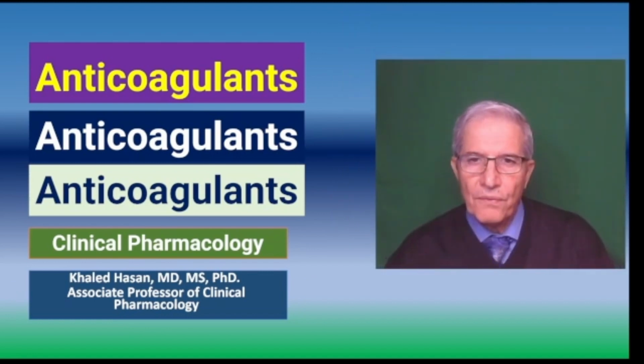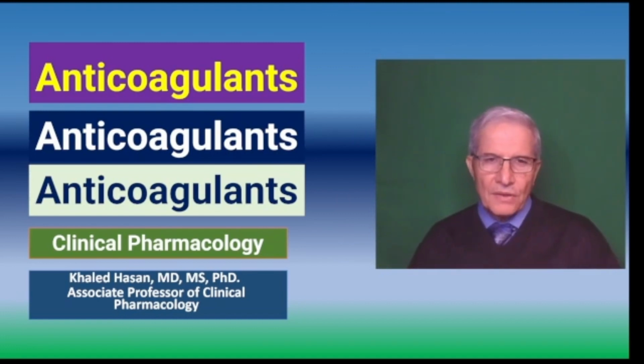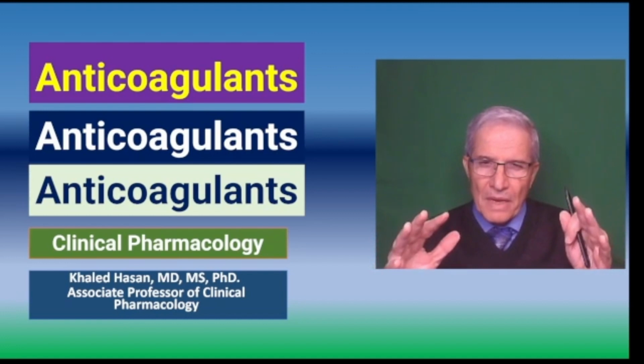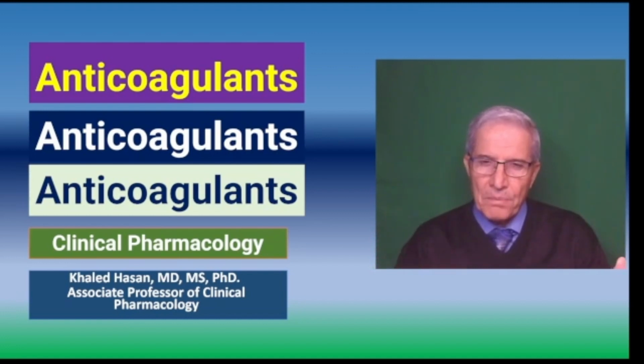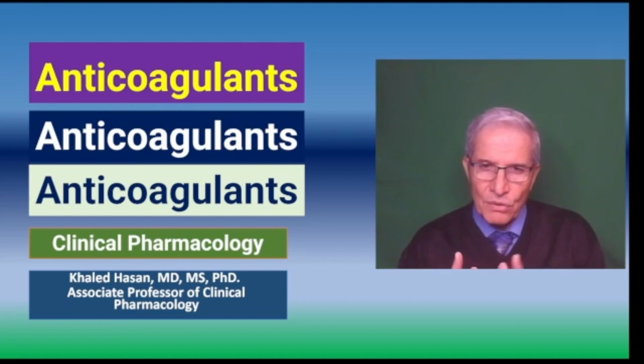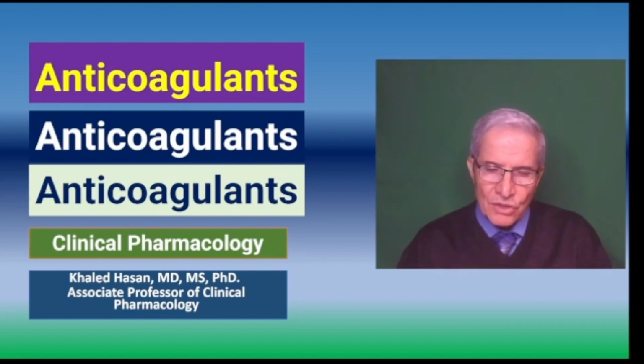Okay, for this lecture, we already covered the anticoagulants. We started with a brief review of the coagulation cascade. We have the intrinsic and extrinsic pathways, starting from factor 12 and factor 7, ending up with factor 10A. Factor 10A activates prothrombin to thrombin. Then we have fibrin as the end product.